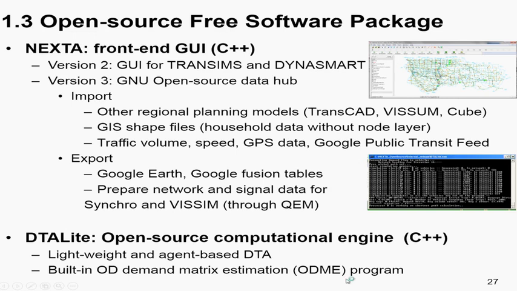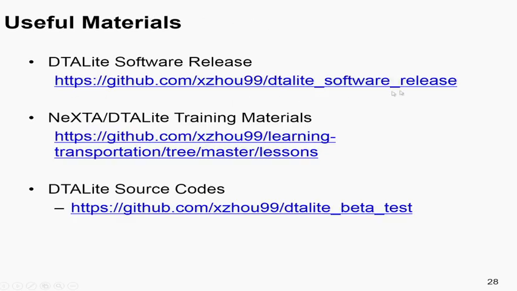The DTALite package is also a C++ engine. The number of lines for DTALite is about 50,000 lines, and NeXTA, as a very complicated visualization interface, has about 200,000 lines of C++ code. On this page, I would like to show you that you can download the software package on GitHub, and there are a number of training materials or learning documents also on GitHub.